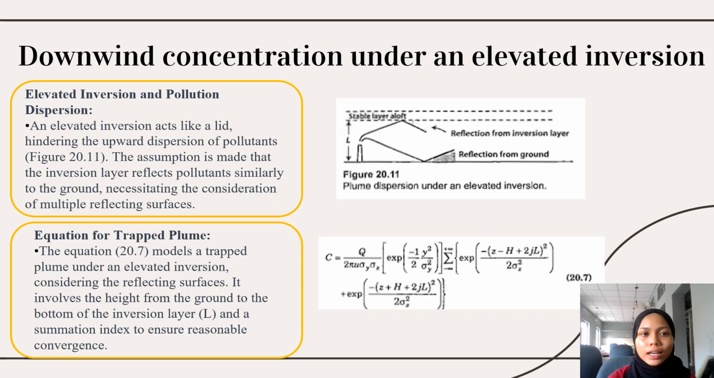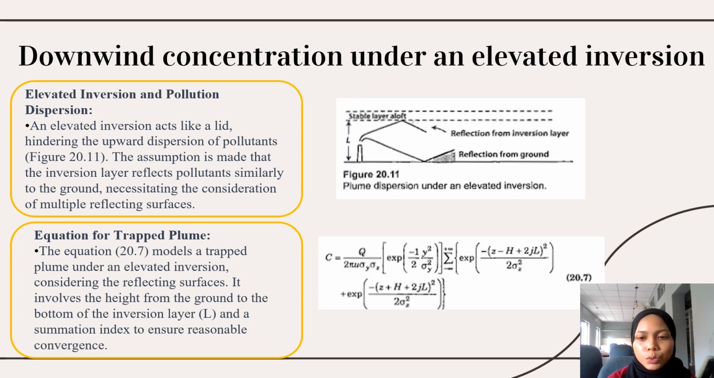So next, the downwind concentration under an elevated inversion. The elevated inversion acts like a lid, hindering the upward dispersion of pollutants, just like Figure 20.11. The inversion layer reflects the pollutants, similarly to the ground, so we need consideration of multiple reflecting surfaces.